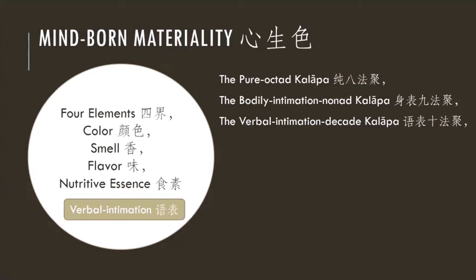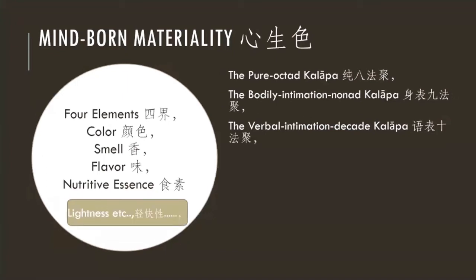Bhava intimation and sound together. So that means the 4 elements, the color, the smell, the flavor, the nutritive essence, then bhava intimation, after that sound, altogether 10. That's what we call bhava intimation, Ditthivisuddhi. Then lightness, etc.